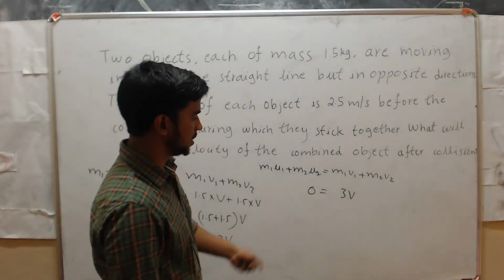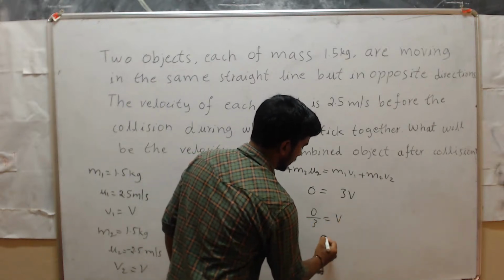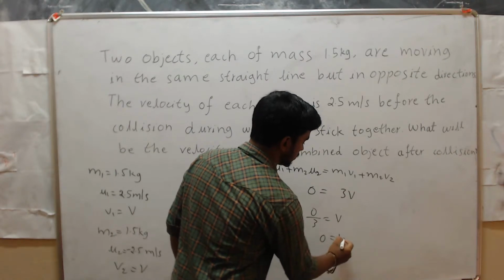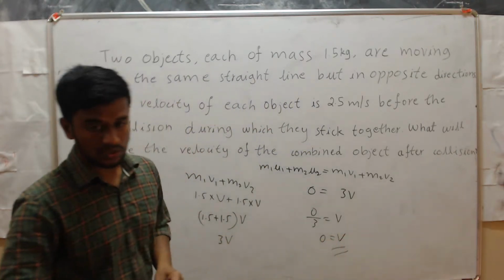So then we need v, right? Bring 3 over, and that is 0 by 3 is equal to v. So finally v is equal to 0. So the final velocity of both objects is equal to 0.